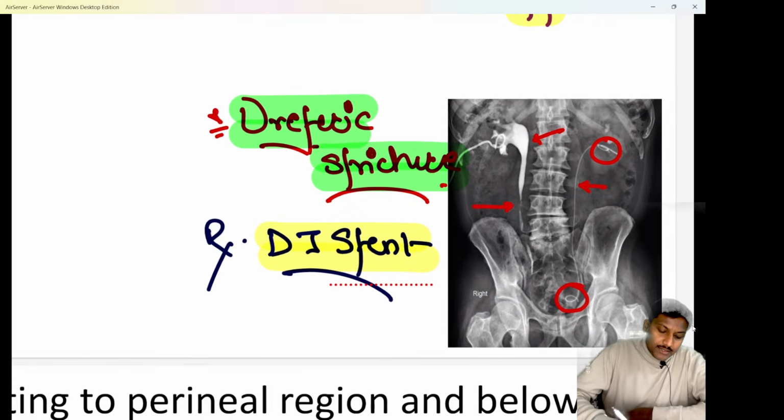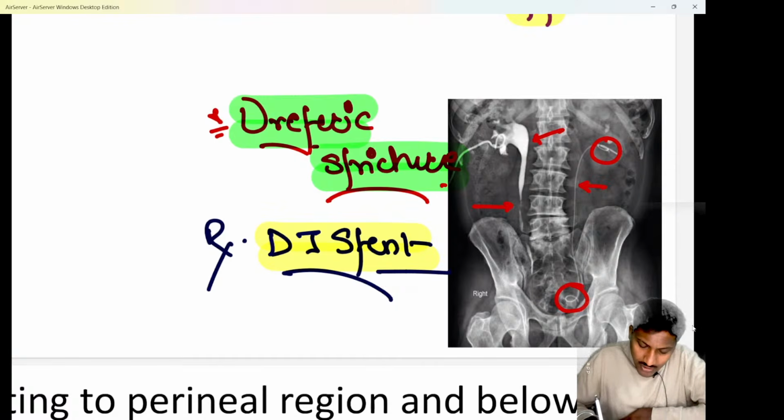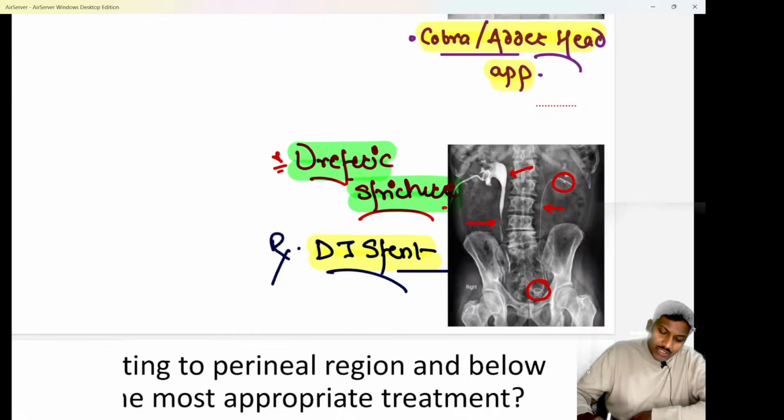In a recent NEET PG examination, they gave an X-ray of a DJ or double J stent, but there was no option of DJ or double J stent. So the other name is cysto-ureteroscope. We know the DJ stent or double J stent is also known as a cysto-ureteroscope. एक ही चीज होती है वो, ठीक है?